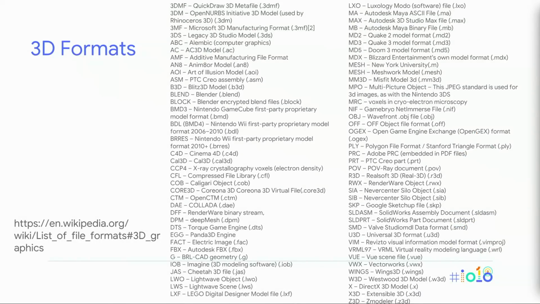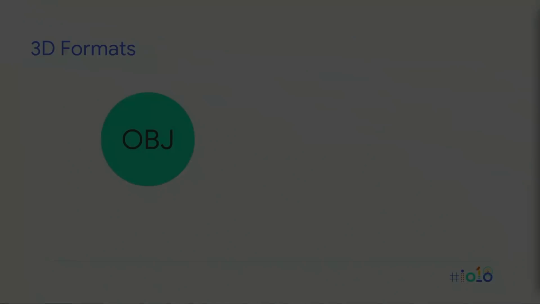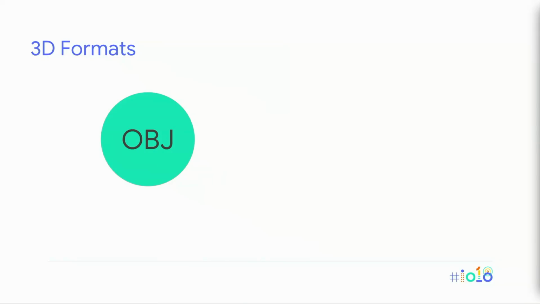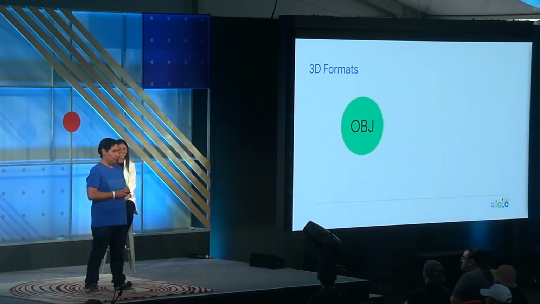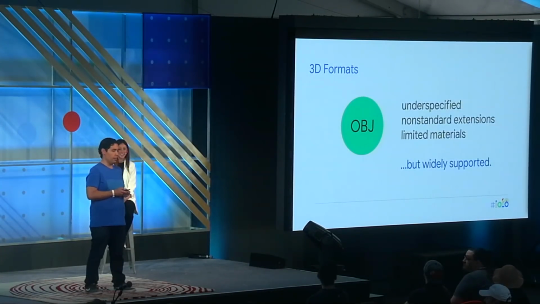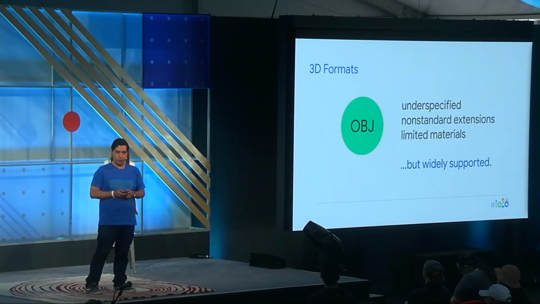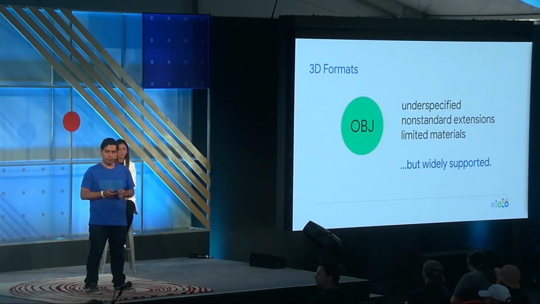Now, we had to start somewhere. So we decided to start with the most basic one, OBJ. OBJ is a great format, and it has everything that you're ever going to need for 3D objects if it's 1995. For today's standards, it's a little underspecified. It has a bunch of non-standard extensions, limited material support. However, it is widely supported, so we do offer that format in the API.